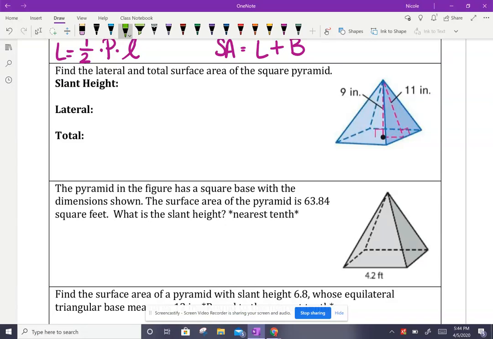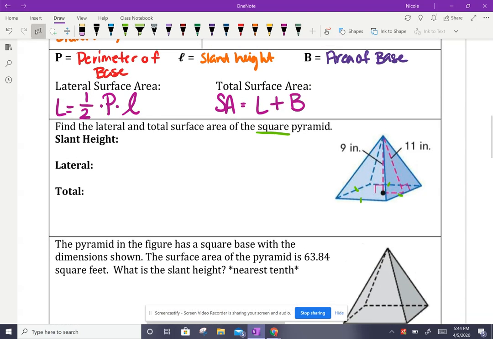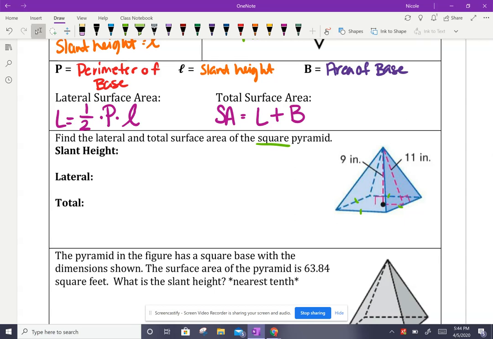All right, so we're going to take a look at a few examples for our pyramids. So we have a square pyramid. It tells us right here we have a square pyramid, so we know our base, all of these sides are congruent to each other. Now, I want to recall some of the information, so I'm going to scroll up a little bit. We need to have the perimeter of the base, we need to have the slant height, and we need the area of the base.